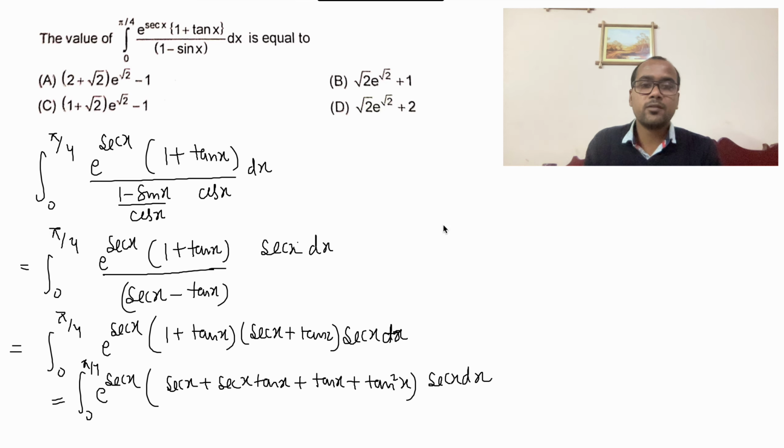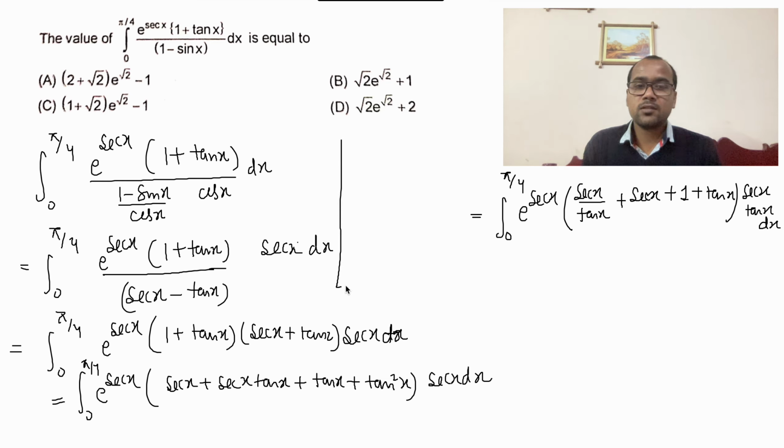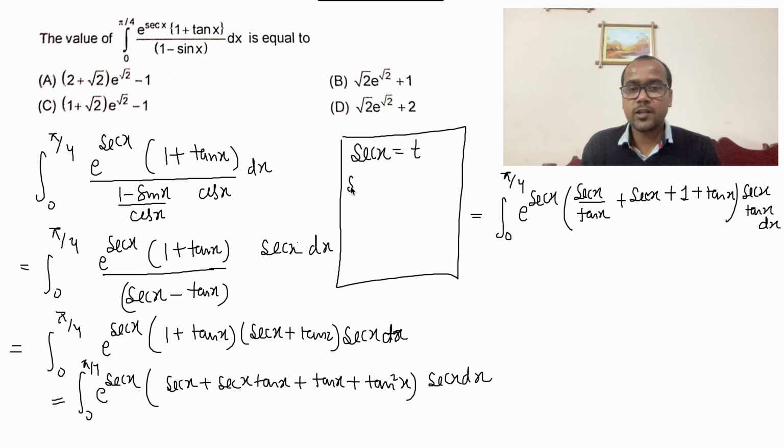If I take tan x common, it would be 0 to pi by 4 e to the power sec x, bracket sec x upon tan x plus sec x plus 1 plus tan x, into sec x tan x dx. Now I will be assuming sec x as t. So I would be getting sec x tan x dx is equal to dt.